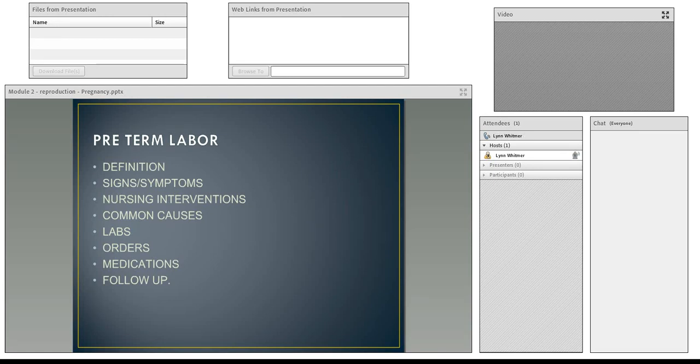So if she has a short cervix, a positive fetal fibronectin, and she's contracting, she may indeed actually go into preterm labor. Those tests should be done prior to a cervical exam before we stick our fingers in there to identify if she's dilating or not.